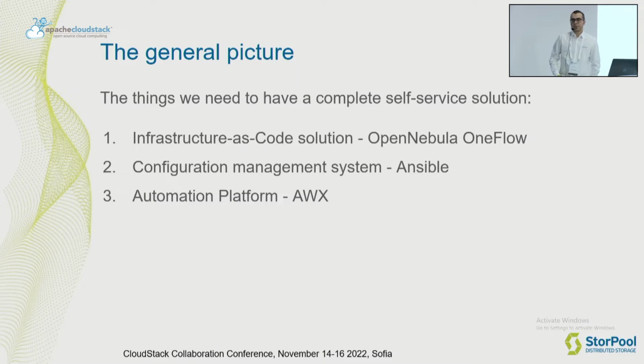So what is the general picture of our approach? We have, let's say, three main components that constitute this entire system. First thing is an infrastructure as code solution. Since in our infrastructure we use OpenNebula, I picked OpenNebula OneFlow, which is an infrastructure as code solution similar to Terraform, AWS CloudFormation, OpenStack Heat, this sort of thing. You just describe all your infrastructure in a machine-readable format, you give it to this piece of software, and by means of the cloud, it provisions the infrastructure for you.